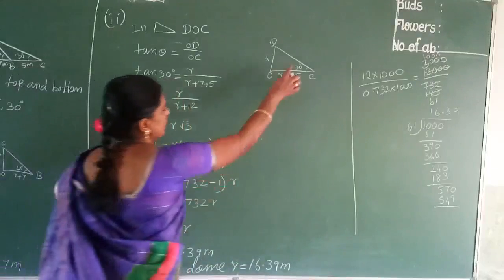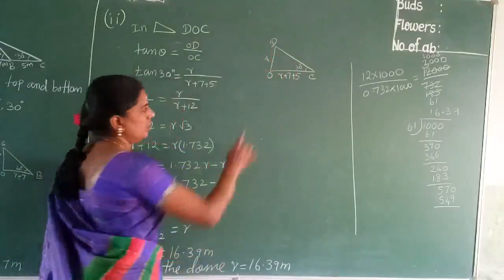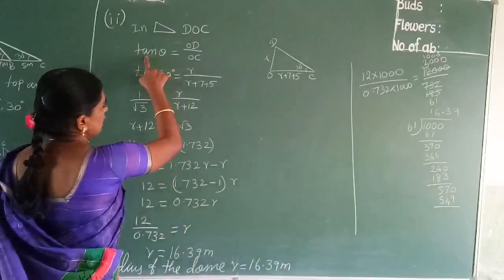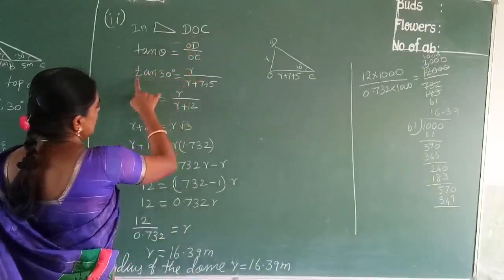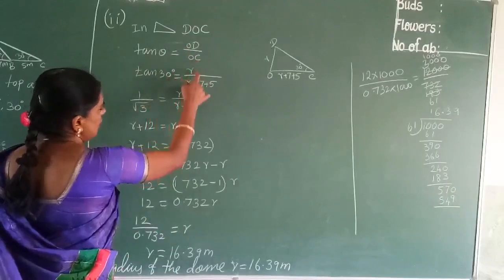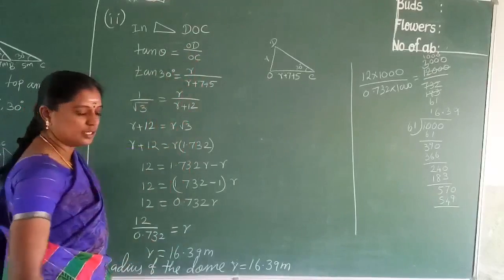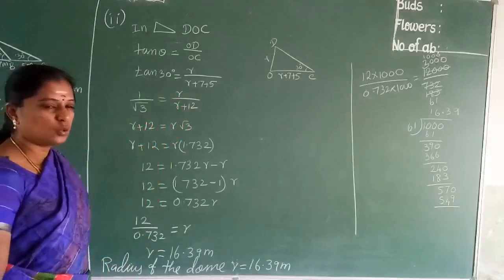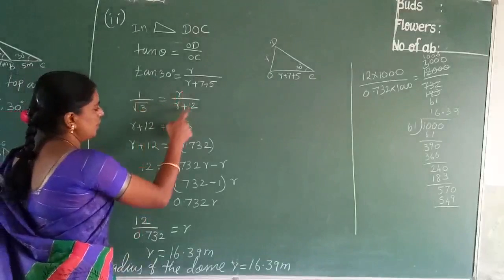So here theta's opposite is OD, adjacent is OC. So apply the tan ratio. Tan theta is equal to OD by OC. Tan 30 degrees is equal to R by R plus 7 plus 5, that is 12. So R plus 12. Tan 30 degrees, that is the table value 1 by root 3. So 1 by root 3 is equal to R by R plus 12.